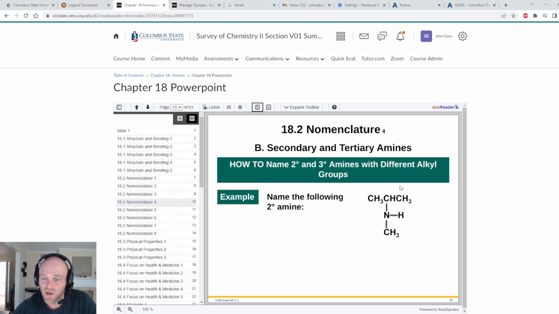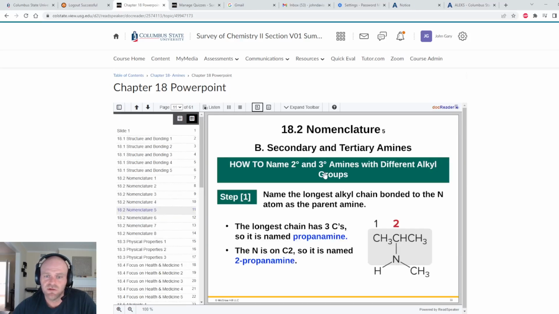Alright, so here's the instructions on how to name an amine. You just recognize the longest carbon chain in the molecule. Name it for what it is. So 1, 2, 3, that would be a propane. Alright, and since this is attached to an amine, I'll remove the E and add amine. So propanamine.